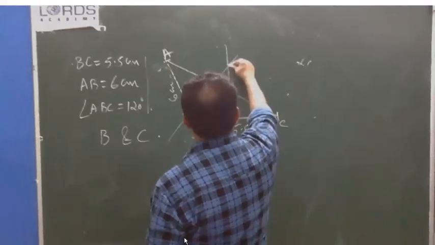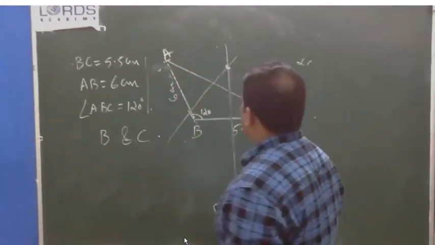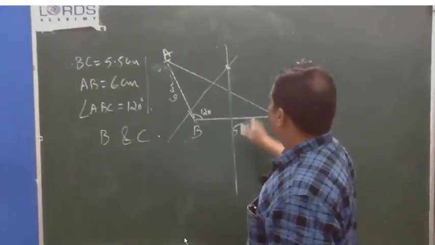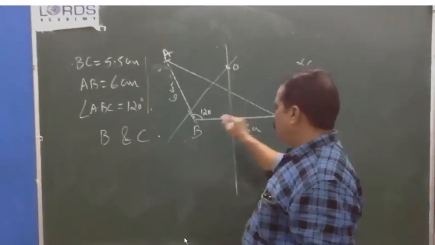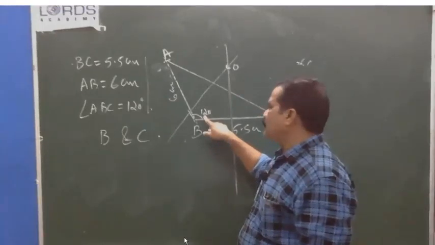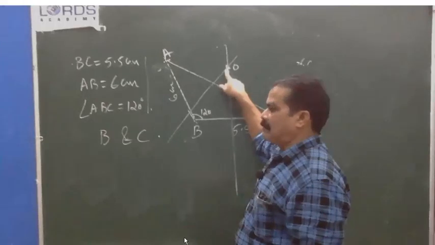The intersecting point of this will be the circumcenter. You take it as O. That means this is an obtuse triangle, so the circumcenter will be outside the triangle.